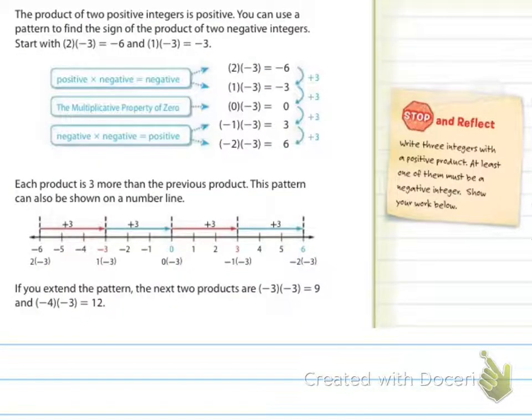The product of two positive integers is positive. You've used that all along. Now you're going to see that if you use a pattern to find the sign of the product of two negative numbers, you start with 2 times negative 3. So they're just using the pattern. 2 times negative 3 is negative 6. We just talked about that. 1 times negative 3 is negative 3. 0 times negative 3 is 0.